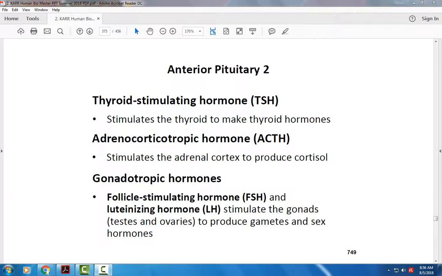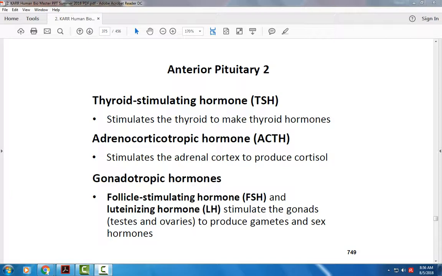Adrenocorticotropic hormone, it's kind of a long word, but you can see the root word is adreno. So this hormone binds to receptors on the adrenal glands, and it tells them to produce the hormone cortisol. And cortisol is a hormone that is part of our long-term stress response.